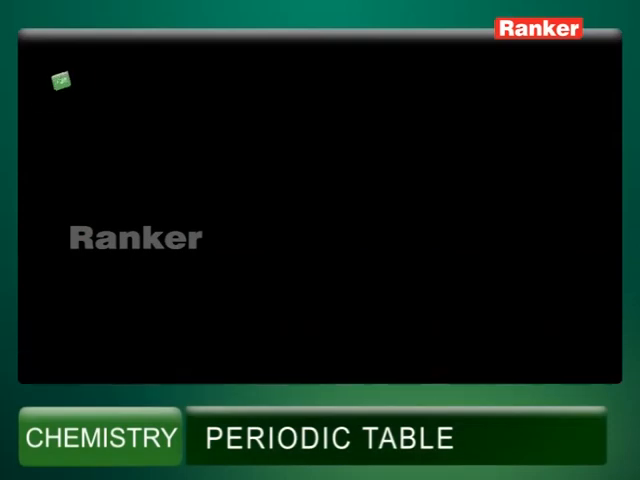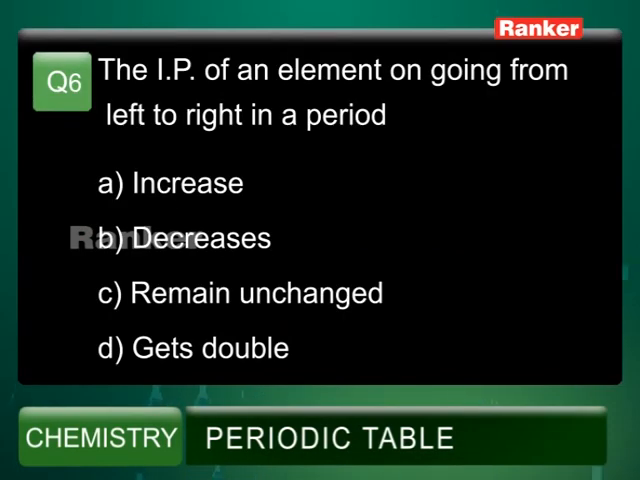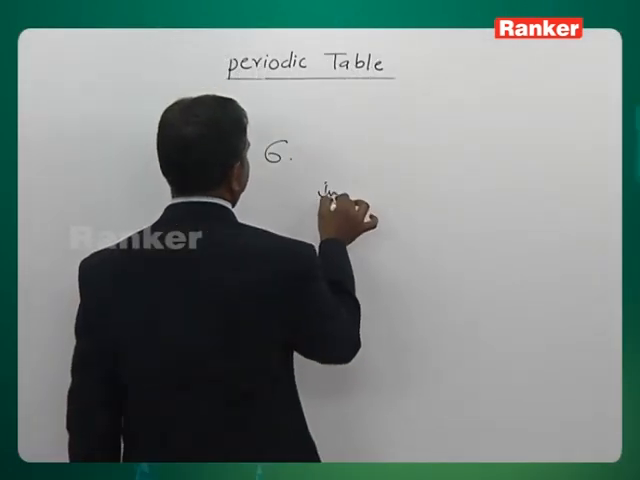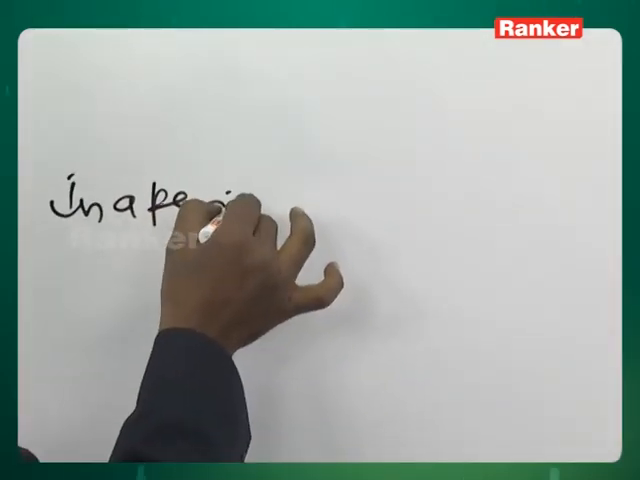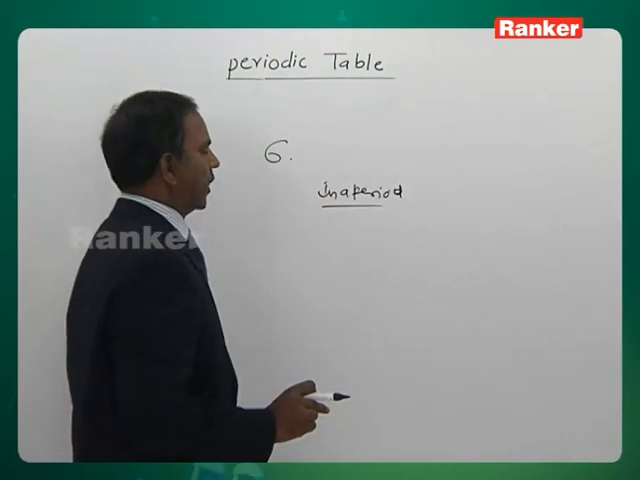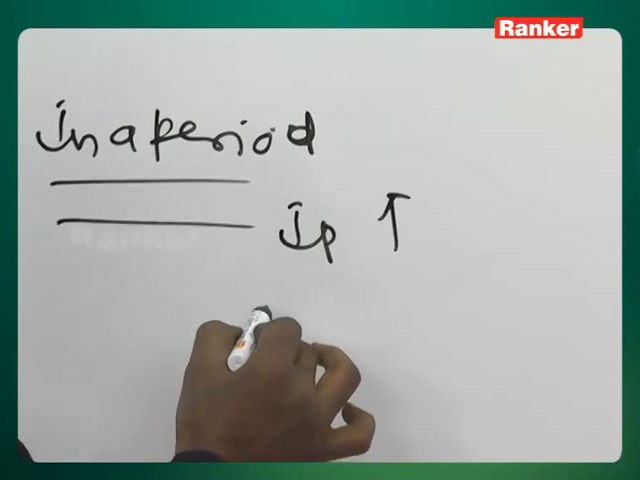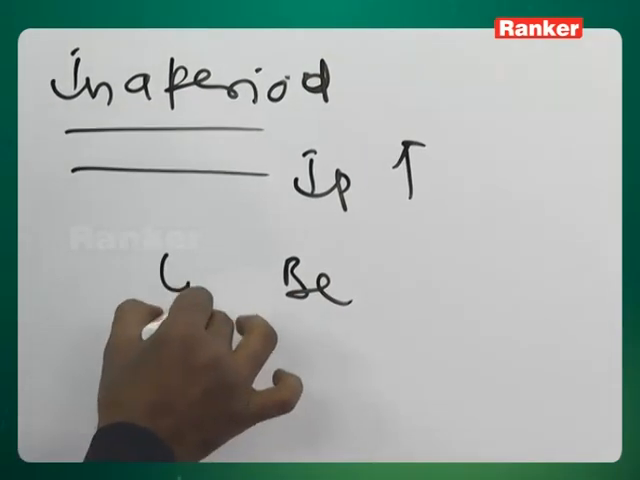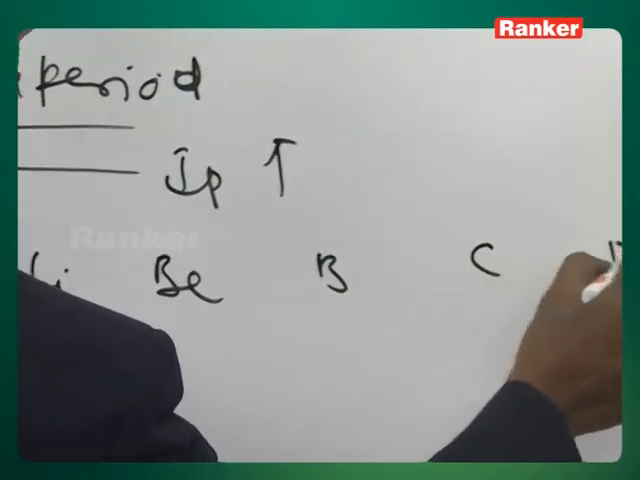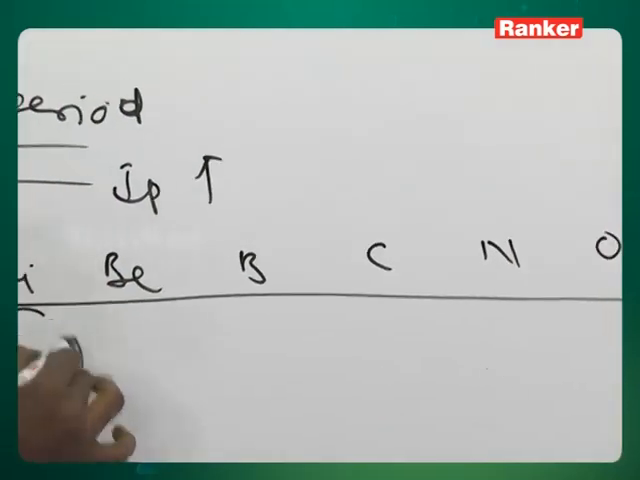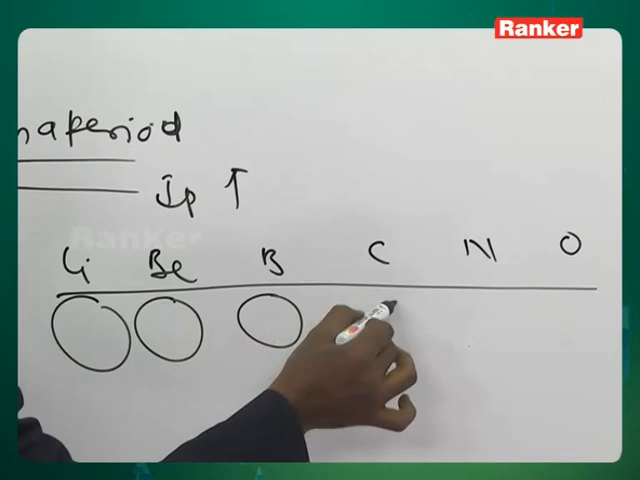Question number 6. The IP of an element on going from left to right in a period increases, decreases, remains unchanged, or gets double. So generally in a period, from left to right, IP values increase. Why? Take lithium, beryllium, boron, carbon, nitrogen, oxygen. From left to right, atomic size is decreasing. Atomic size is actually gradually decreasing.